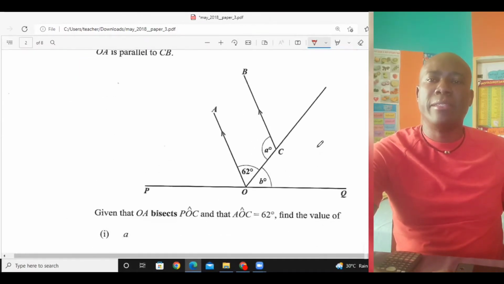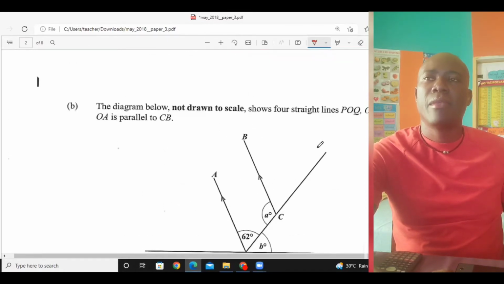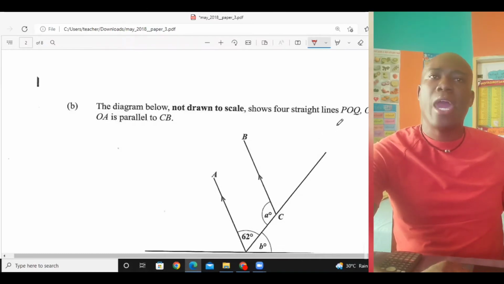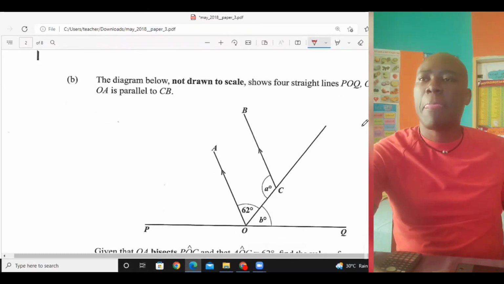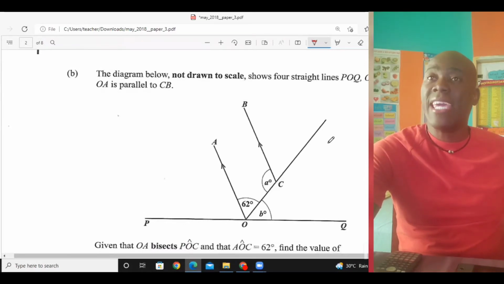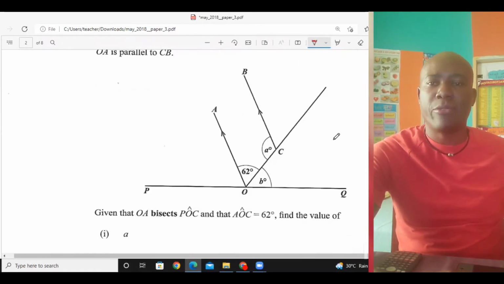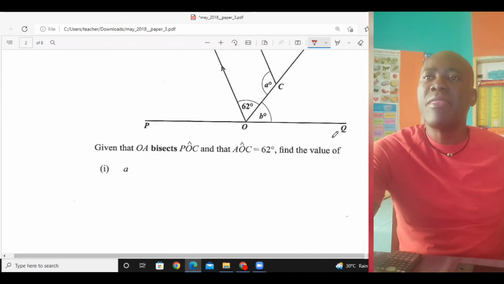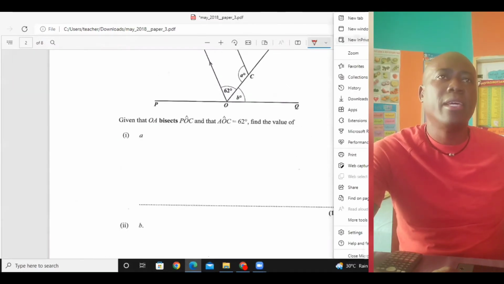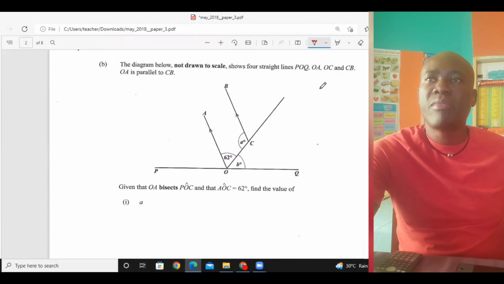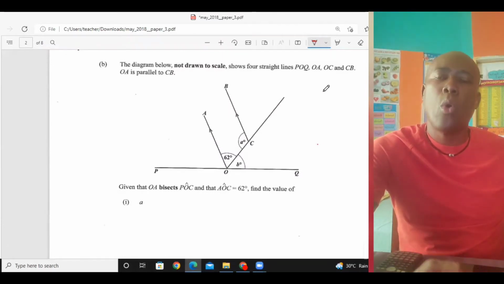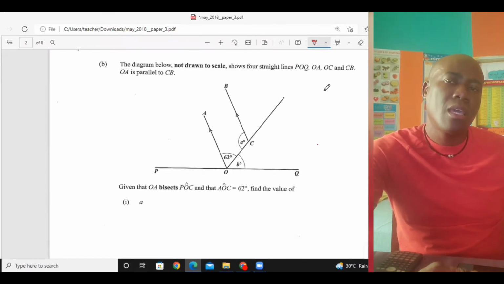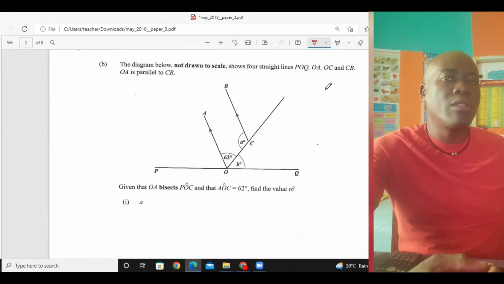Now, the next question says that the diagram below, not drawn to scale, shows 4 straight lines, POQ, OA, OC, and CD. So we're seeing where OA is parallel to CD, and that is going to help us out a lot right there. So the question says, given that OA bisects POC and AOC is equal to 62 degrees.